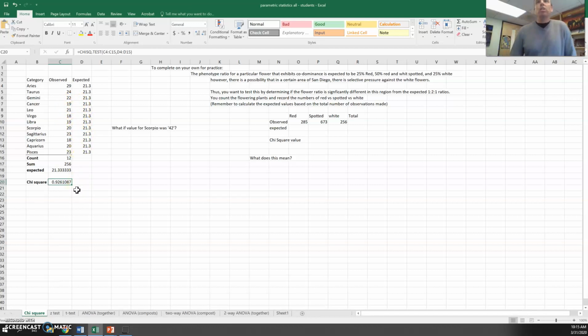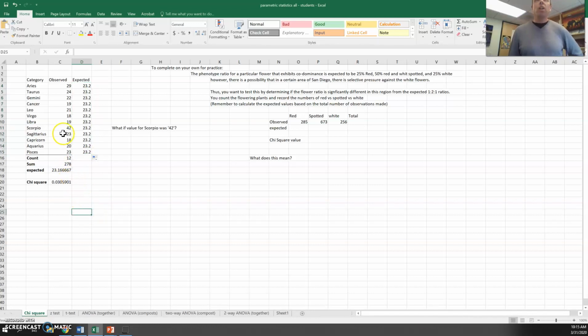But let's take a quick look here. What if I did have an outlier? For the moment, I'm going to change Scorpio right here to 42. So let's say I had made 42 observations there. You can see that my sum of observations went up, my expected goes up, so now I actually need to change that expected to my new expected, 23.2. That would be expected for all of them based on the fact that I had more observations.